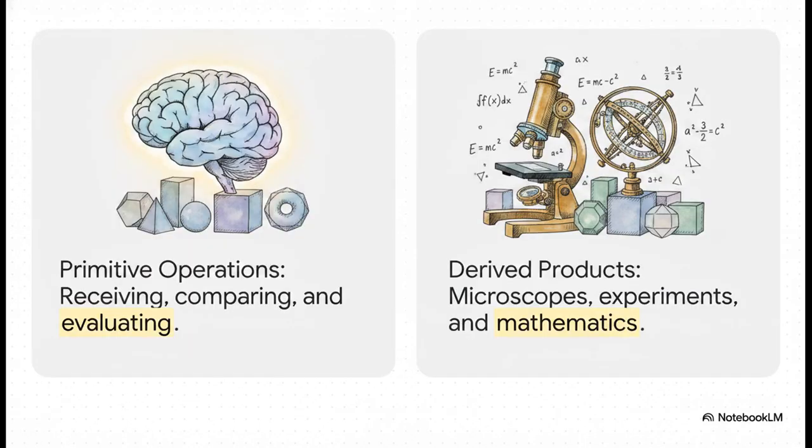So that begs the question, if the scientific method didn't fundamentally change, what actually did? Why does modern science look so incredibly different today? While the author argues we have to make a hard distinction between primitive mental operations, which humans have always used, and derived products. Derived products are things like microscopes, formal experiments, and calculus. Modern science simply perfected these derived products, which gave us unprecedented ways to execute those underlying primitive operations.